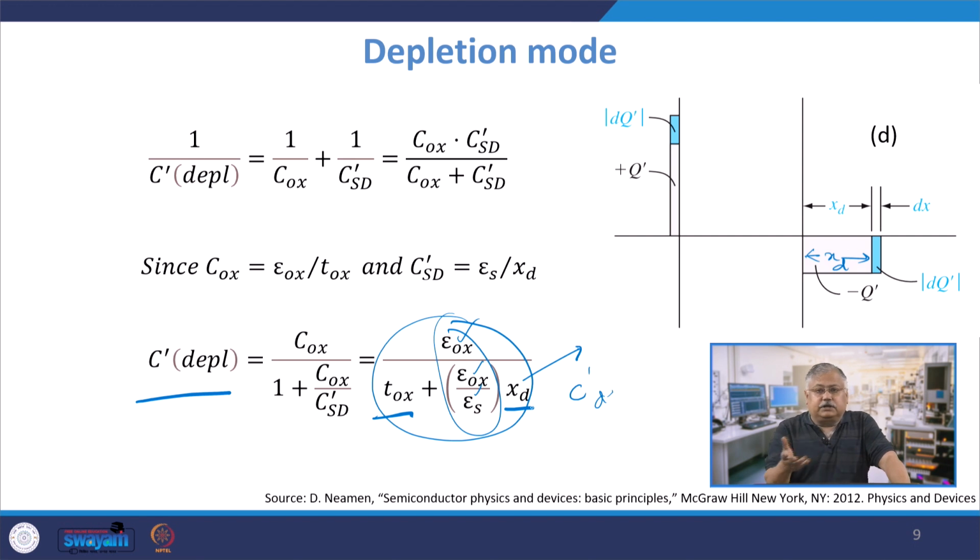Tox is again constant once you have fabricated it. It depends upon XD. On what factor does XD depend? It depends upon the total amount of acceptor ions which are there in a p-type semiconductor in a MOS device. Depending on that, I will be able to extract the value of C prime depletion, which is basically the depletion mode capacitance per unit area.